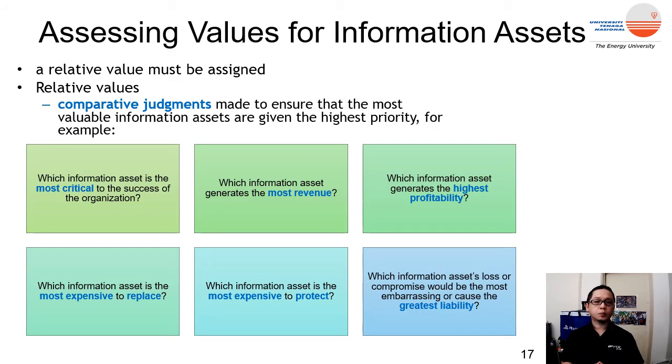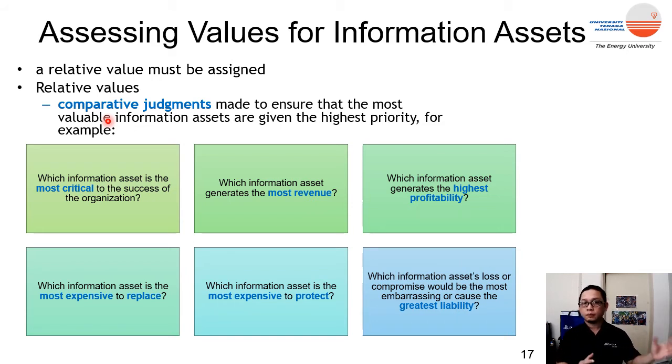So now that you have properly listed your asset and categorized your asset, the next activity in this risk management activity is, of course, assessing the value of each of the information assets that you identified and categorized. For each of the assets that you identify, a relative value must be given. Perhaps for each of the people, each of the data, each of the procedures, what will be the value to your organization? This relative value can be based on comparative judgment made to ensure that the most valuable information assets are given the highest priority.